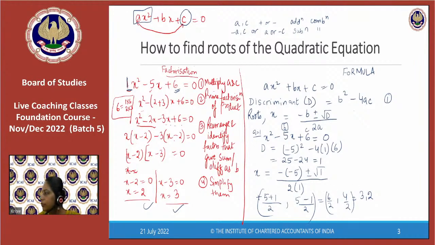Okay. Thank you, Ustad. D is something we are calculating by using the formula. Khushi, D is something we are calculating by using the formula.